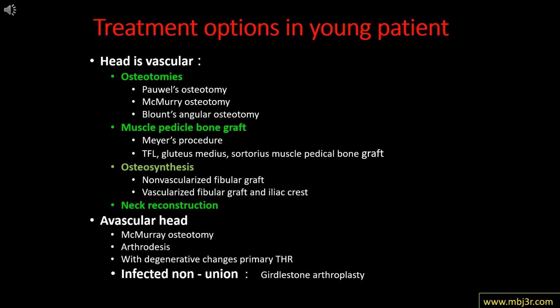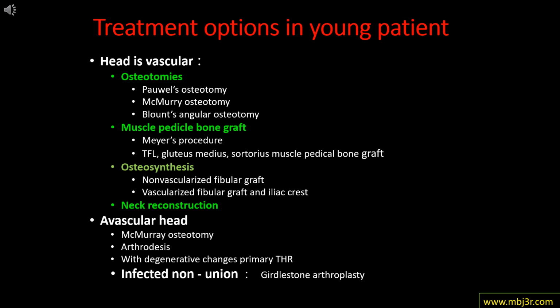There are 3 different osteotomies: Pauwels' osteotomy, McMurray's osteotomy, Blount's angular osteotomy. Or you can do a muscle pedicle bone grafting, that is Meyer's procedure, or a TFL muscle pedicle graft, gluteus medius, sartorius muscle pedicle bone graft you can do. You can do an osteosynthesis with a non-vascularized fibular graft or a vascular fibular graft and iliac crest.